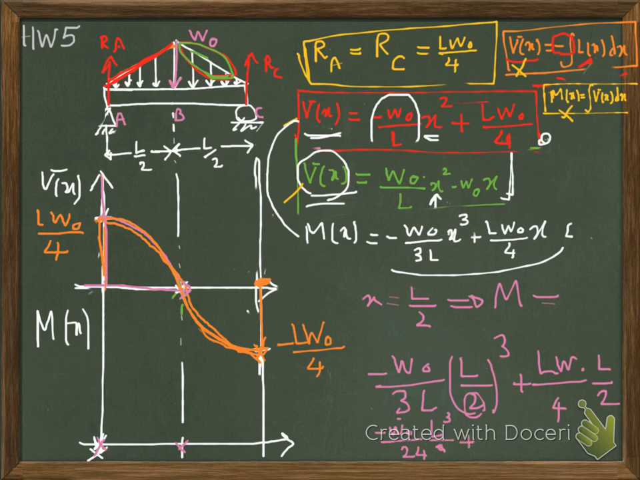L cubed, and then plus, on the other side, I have L cubed, and then L would be gone, so I can imply it right here. This turns out to be L squared, L w naught. That would also give me L over 8, L squared. So you will just add these two terms together.